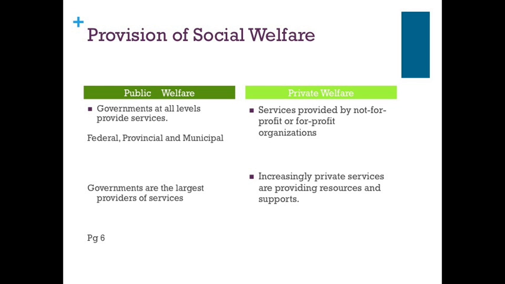Both the public sector and the private sector have a role in social welfare as it is currently structured. Public welfare includes government programs and services delivered at all levels of government. Private welfare services include services provided by not-for-profit agencies, like, say, the Red Cross, as well as services provided by for-profit organizations like insurance companies.